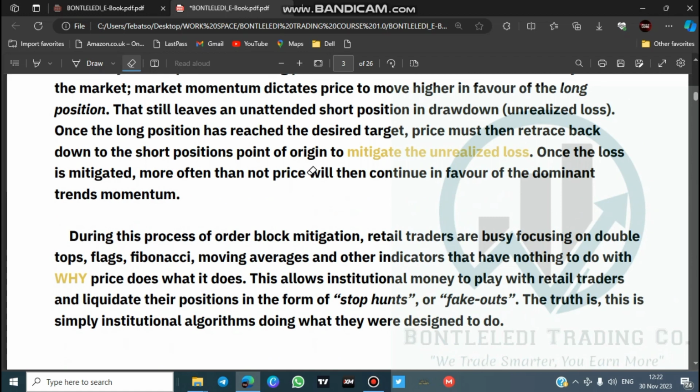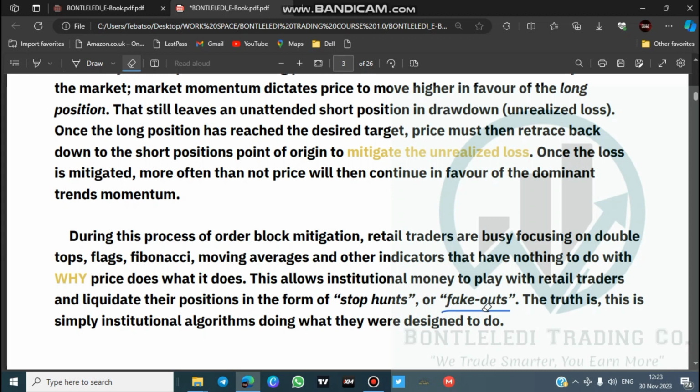Sometimes you'll be wondering or asking yourself, I've entered the trade and it went in my direction. The next thing it goes against me, and once I blow the account, the next thing price starts going in the very same direction that I anticipated. You've been asking yourself why. That answer is right here. This is the form of stop loss hunts and fake outs. This is where they liquidate your positions. This is where they play with your emotions. They want to make sure that you lose money in the market.